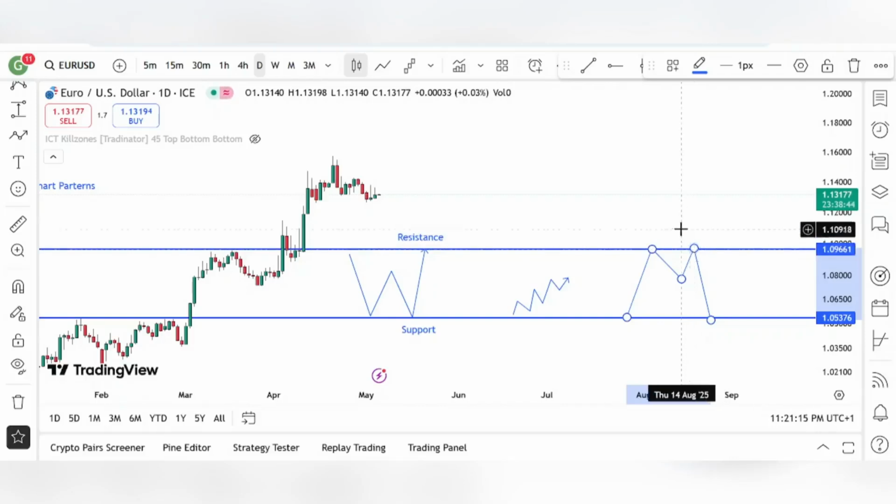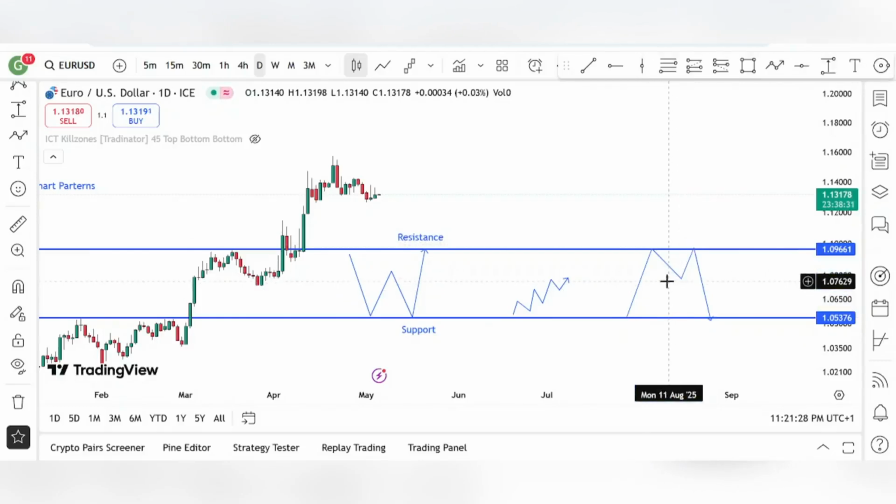So what will you call this now? You will call this a resistance. Remember, up is resistance, down is support. So this is now a resistance level. And this is a neckline, and this is a support level.